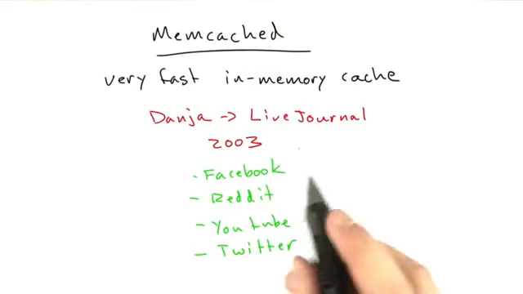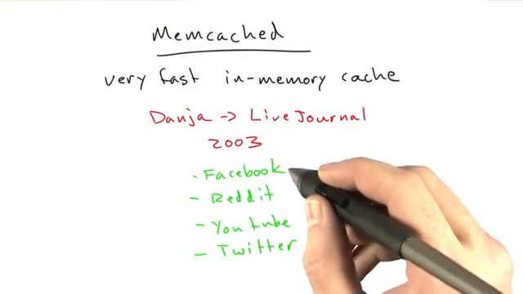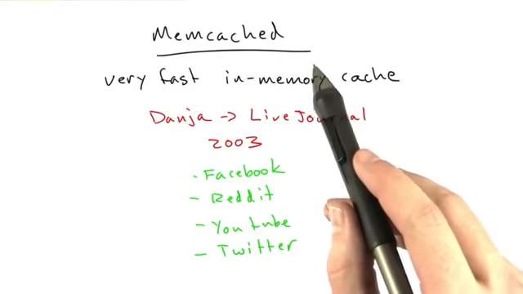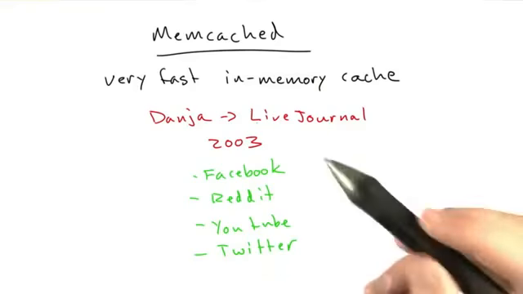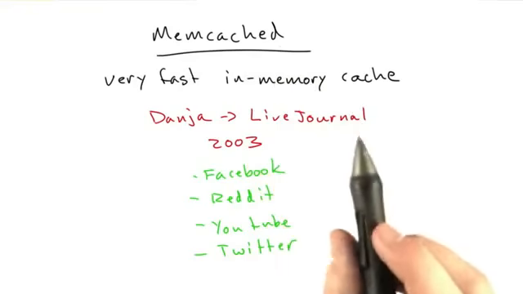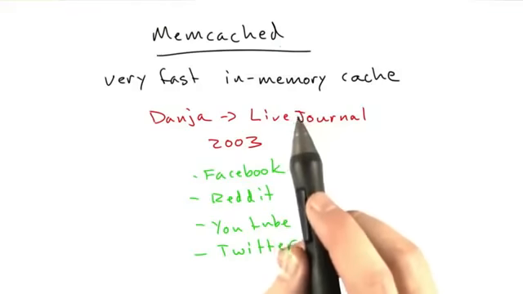In fact, other than Linux itself, Memcached is probably the piece of software that's most in common between every website online. It's pretty astounding. It's very, very simple, and it's very, very effective at what it does.